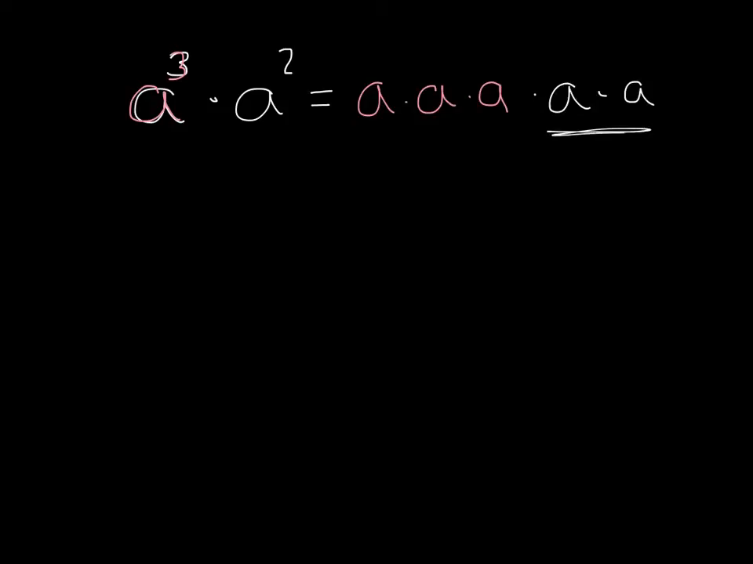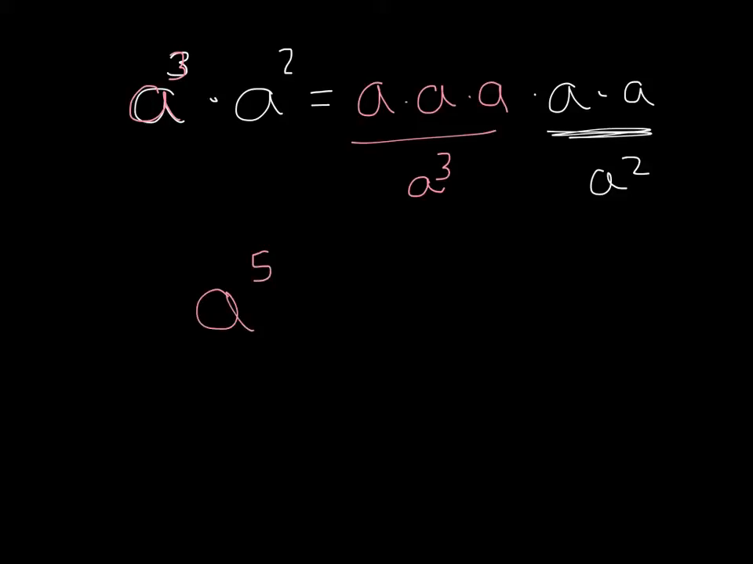So if we have something like a to the third power times a to the second power, that's just a times a times a times a times a. So here's my a squared, and here's my a cubed. So how many total a's do we have? Well, we have 5. So this is equal to a to the 5th.